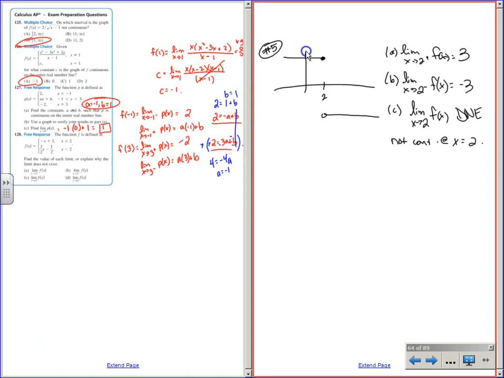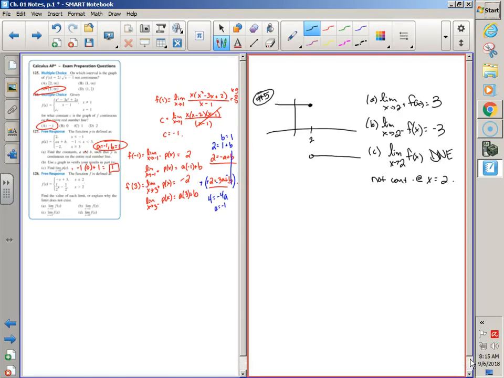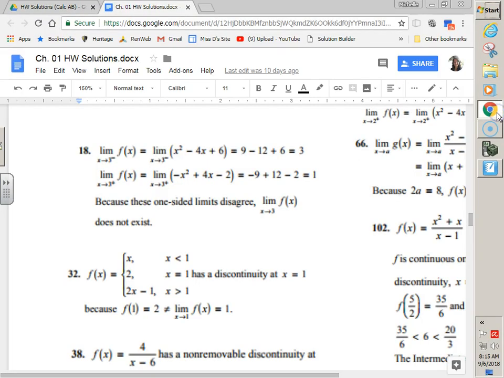Okay. Going back to our answers, number 18. There he is. Number 18, from below, we got 3. From above, we got 1. Therefore, the limit does not exist because they don't agree. Yeah, AJ.